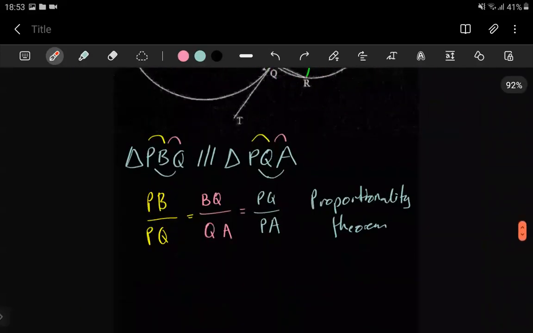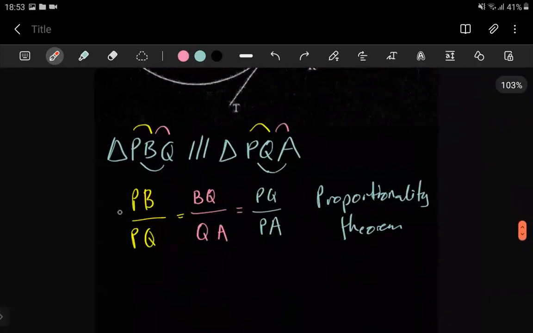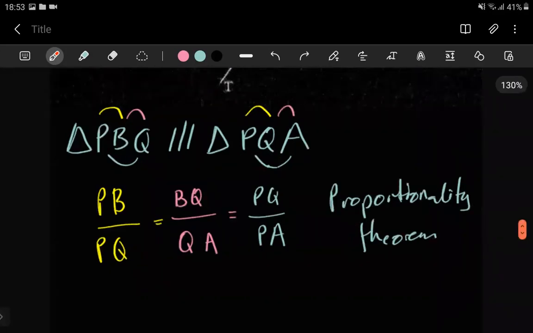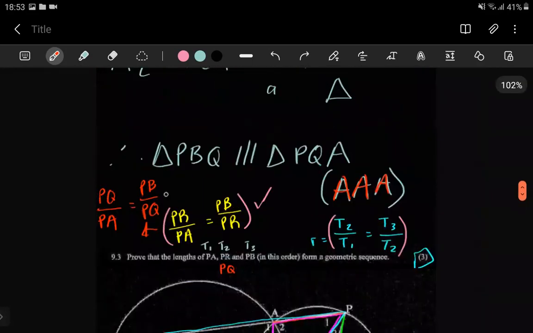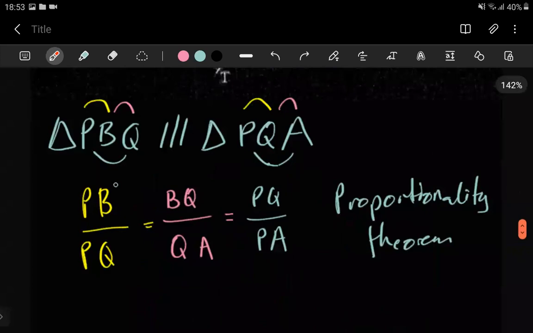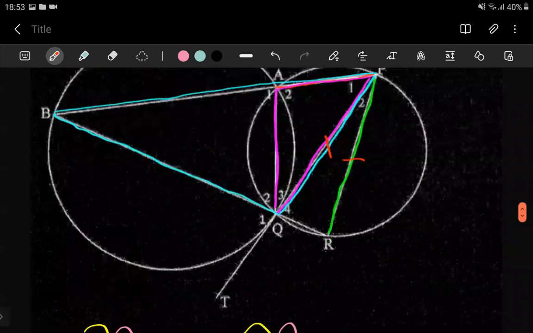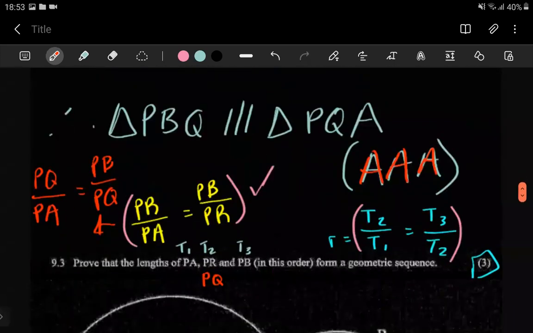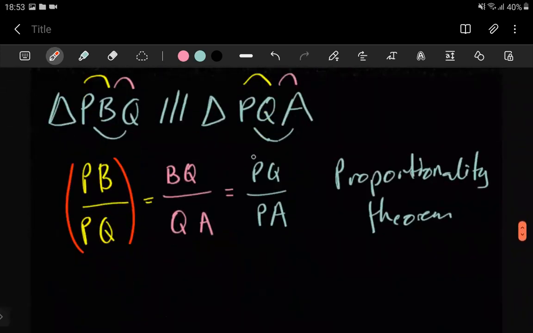So that's where this comes in, you see. This is going to help us here because from writing these three, we just have to pick out which two of these are going to give us what we need over there. You see, because what we need here is something that is PB over PQ. And we have it here. What we also then need is something that is PQ over PA. And we have that here, you see.